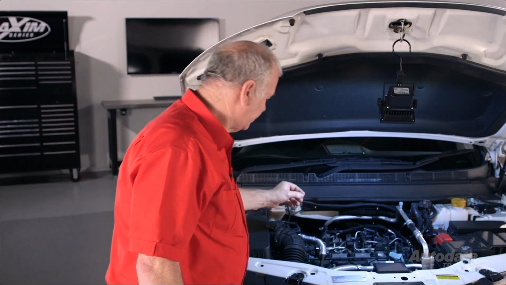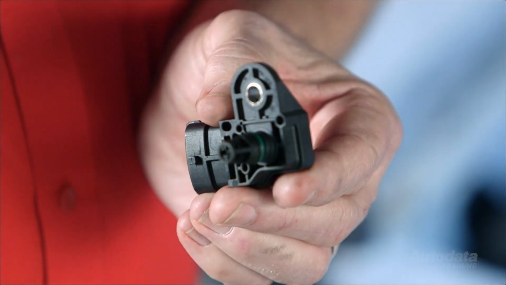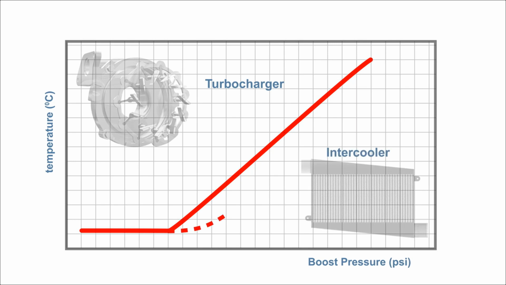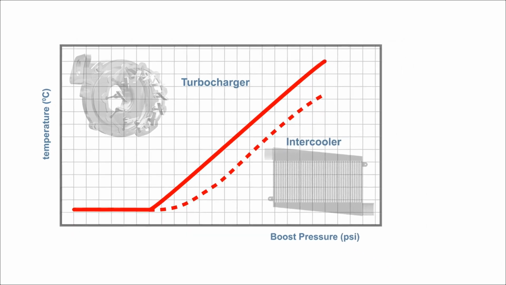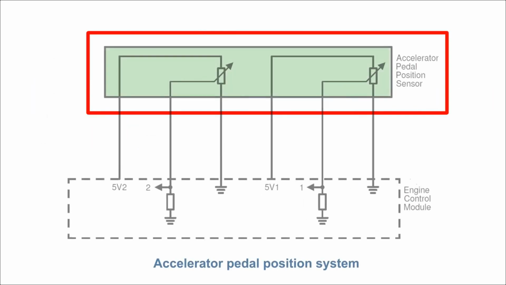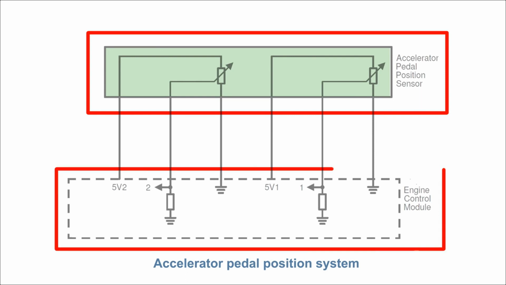Intake manifold pressure and temperature are combined in the one sensor. Once the intake air pressure is boosted by the turbocharger, it increases in temperature. The intercooler will decrease the temperature and also the pressure. Boost pressure combined with air temperature can now be used to calculate the mass of the charged air to determine maximum fuel quantity.